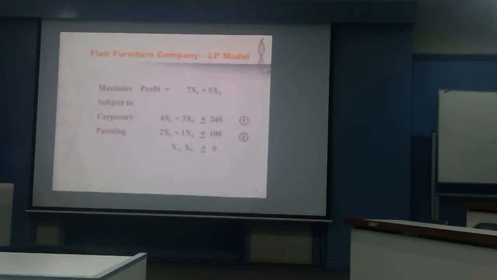for this problem, we're going to maximize the total profit, right? This is going to be the z value equal to 7x1 plus 5x2. Subject to, we will have two constraints. 4x1 plus 3x2 less than or equal to 240. 2x1 plus 1x2 less than or equal to 100. And x1, x2 greater than or equal to 0. Okay? So this is what we call the linear programming formulation.